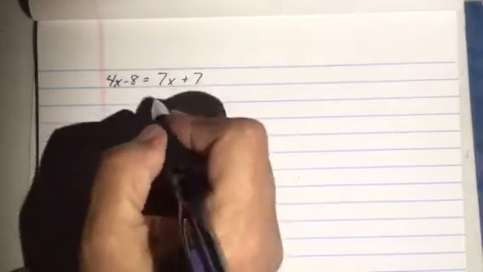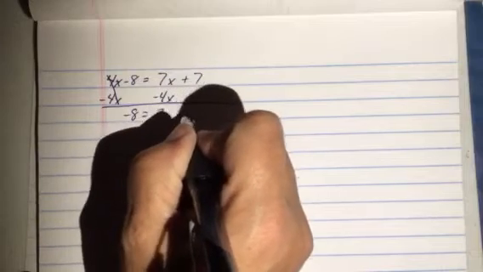This one, I can tell you right now, is a conditional. Let's solve for x. That's the first thing you do on all of them. Solve for x. So I'm going to subtract 4x off. Negative 8 drops. 7 minus 4 gives me a 3x plus 7.